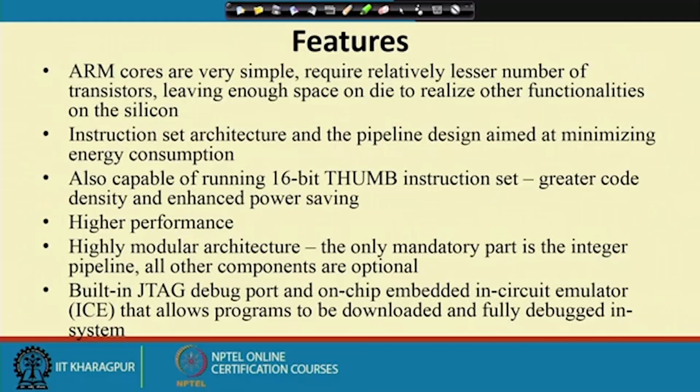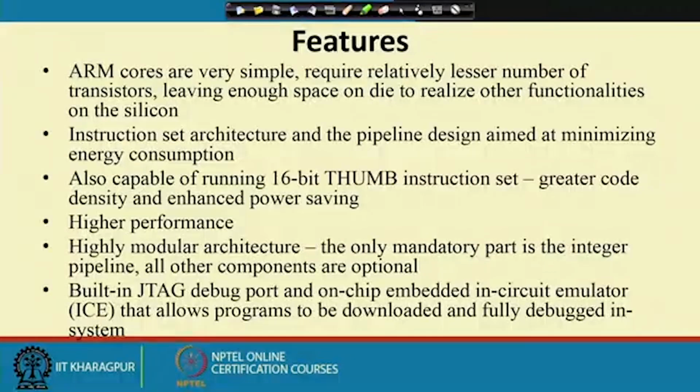Also, ARM processors are capable of a 16-bit Thumb instruction set. Unlike other processors, an ARM processor has two instruction sets. One instruction set is called ARM, which is a 32-bit instruction set. Another instruction set is called Thumb, which is a 16-bit instruction set.